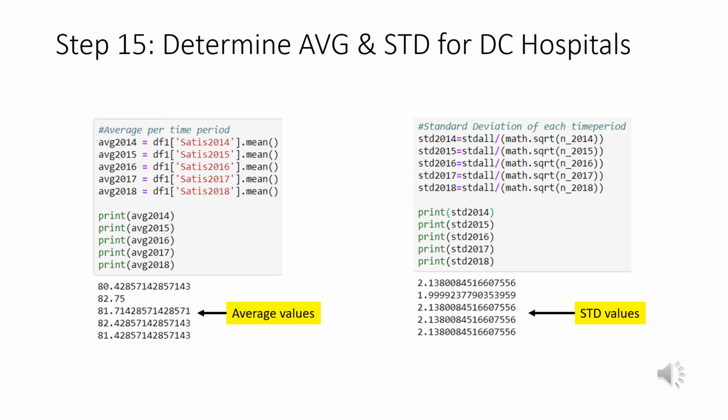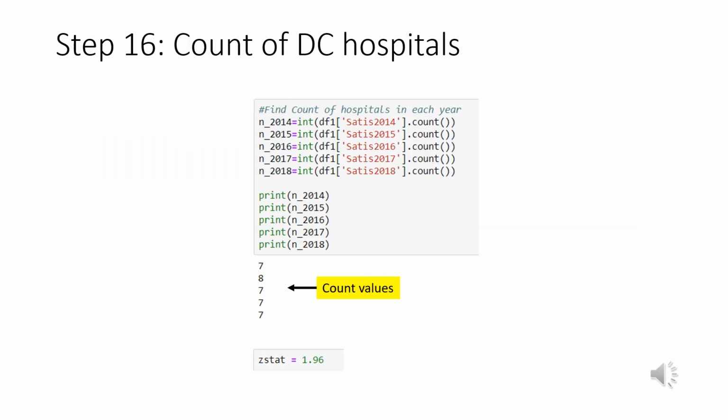This slide shows the average satisfaction scores for the DC hospitals across 5 years. And on the right, we have the corresponding standard deviation values. We are now counting the number of hospitals in DC across the different 5 years. And then the z-stat value that we'll be using is 1.96.